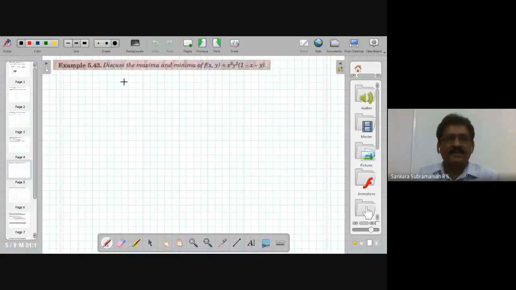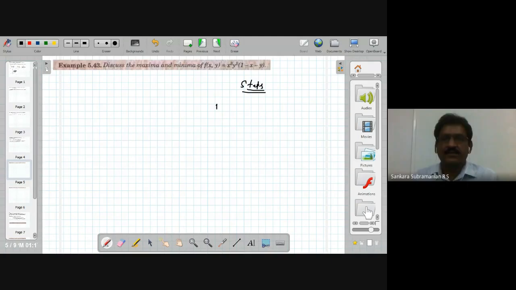So the question here is: discuss the maxima and minima of the function with two variables x and y given as x cubed y squared times (1 minus x minus y). So I just want to review what the steps involved in this are, how to do it. Can anyone tell? What are the steps?